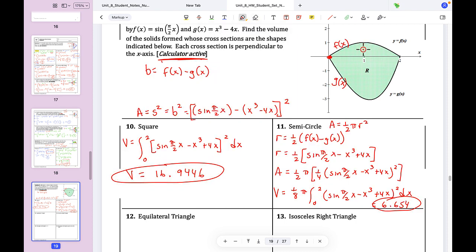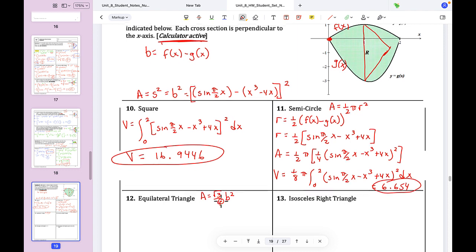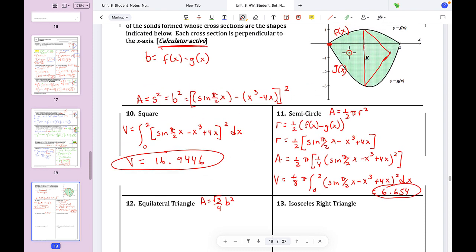All right, so equilateral triangle. Here we go. Okay, so the formula for our equilateral triangle, that's the square root of 3 over 4 times the base squared, right? Square root of 3 over 4 times the base squared, all right? So the base is f of x minus g of x, right?